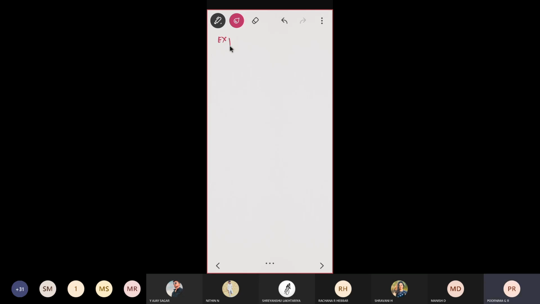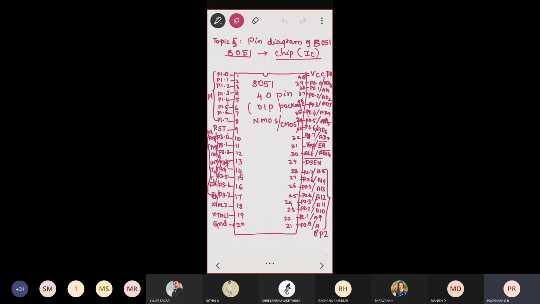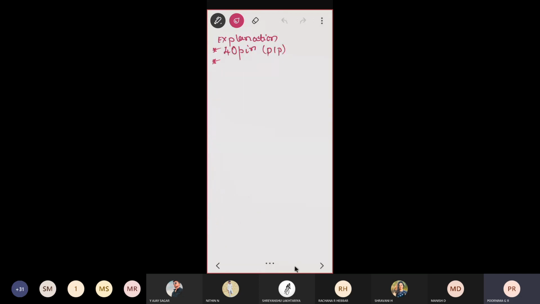Coming to the explanation of this pin diagram, if you look at the 8051 pins, how many pins can you see in total? You are able to observe 40 pins, which are arranged in the dual-in-line package form. And another observation you might have made is that most of the pins are multiplexed, meaning they are connected with multiple functions.